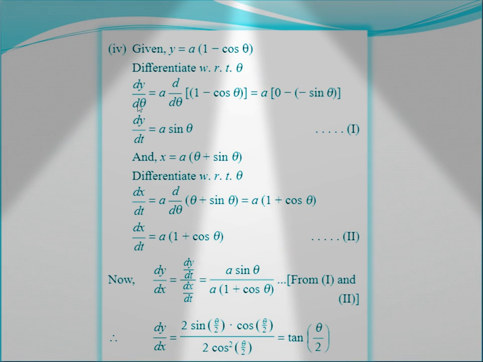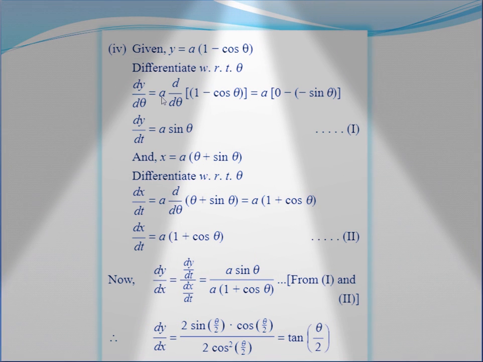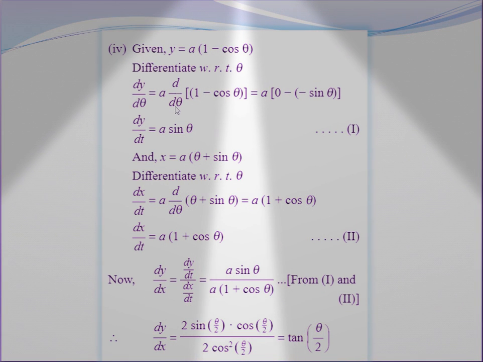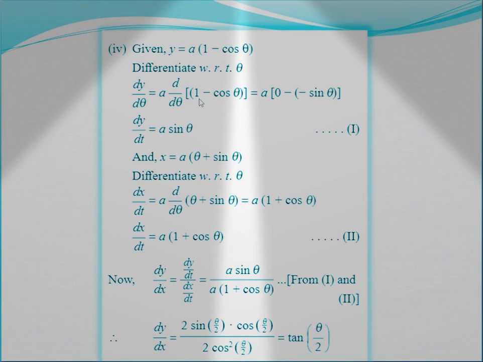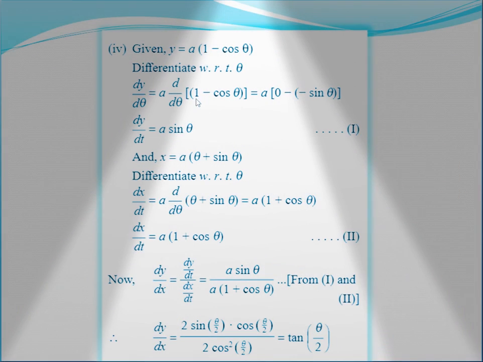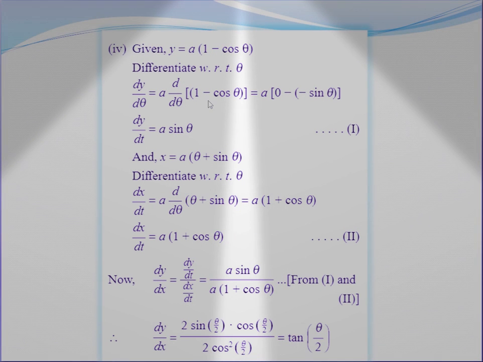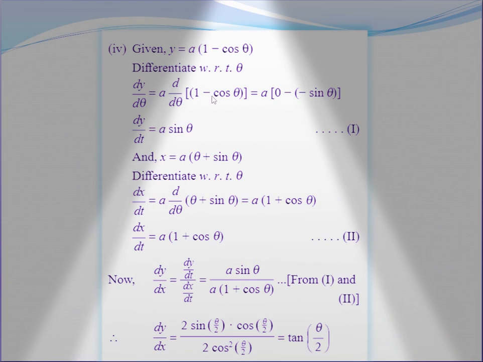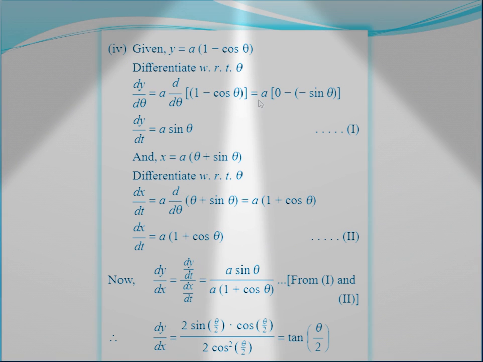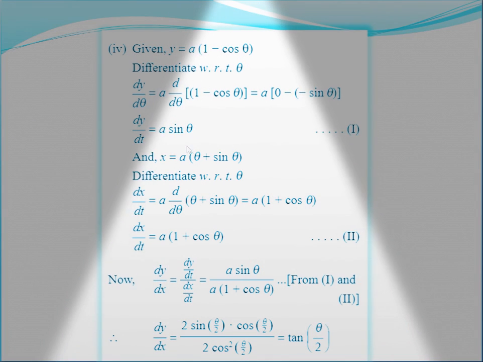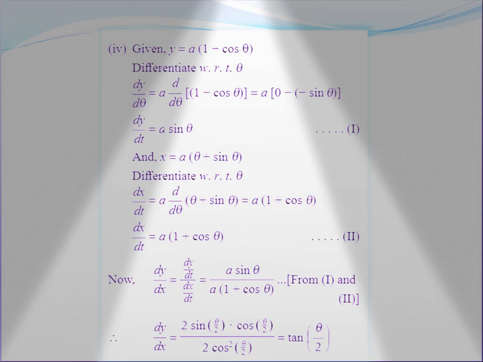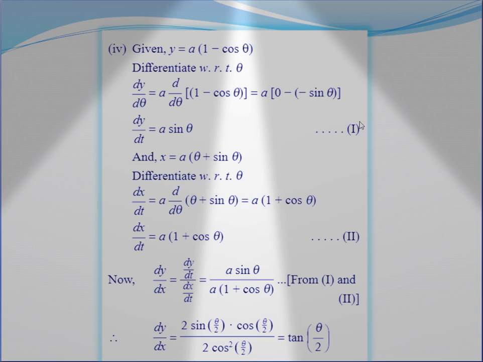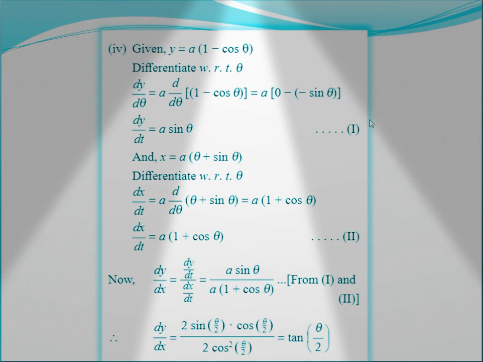Therefore the derivative of y is dy upon d theta, which is equal to a into the derivative with respect to theta of (1 minus cos theta). a stays as it is. By using the subtraction rule, the derivative of the constant term 1 is 0, minus the derivative of cos theta, which is minus sin theta. Therefore dy upon d theta equals a into minus minus sin theta, so dy upon d theta equals a into sin theta. Say this as equation number first.